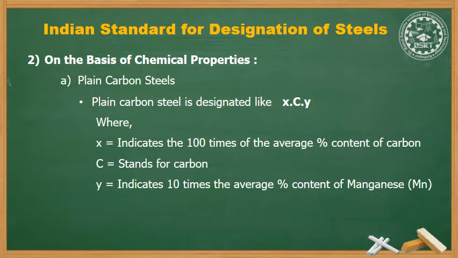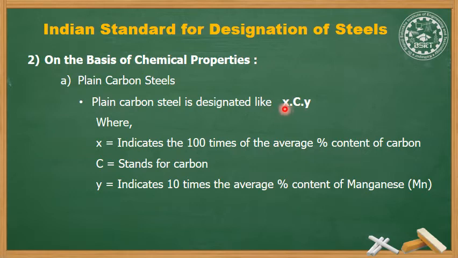Next group is steels designated on the basis of chemical properties. Here we have already discussed that we have three subgroups, that is plain carbon steel, second is the low and medium alloy steel, and third is the high alloy and tool steel. First we will discuss plain carbon steel. Generally plain carbon steels are designated like XCY. So this is the designation for plain carbon steels.